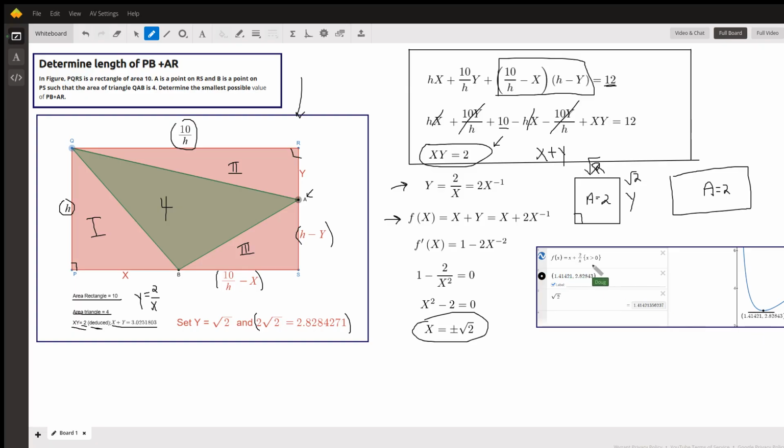There's the original function. And there's the minimum value. Of course, if we had used minus the square root of 2, we'd have another curve down here, and this would be a relative maximum.